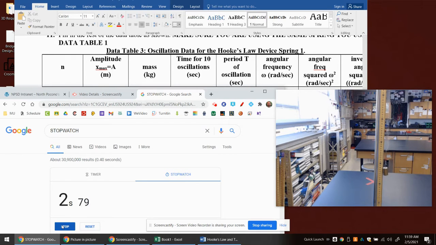1, 2, 3, 4, 5, 6, 7, 8, 9, 10. Okay, I'm going to do that again. 13 I got, 13.03. We'll start it again. 1, 2, 3, 4, 5, 6, 7, 8, 9, 10. 12.48. Let's do it one more time.